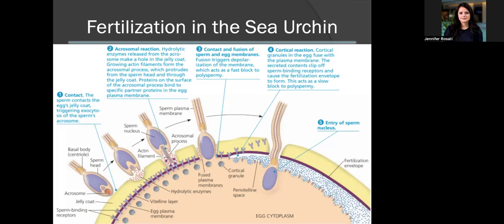Contact will then occur and the fusion of the sperm and egg membranes will occur. This fusion will trigger the depolarization of the membrane, which once again acts as a fast block to polyspermy. Note that this is not present in mammals. The cortical reaction will then occur, which we will see in the next slide.